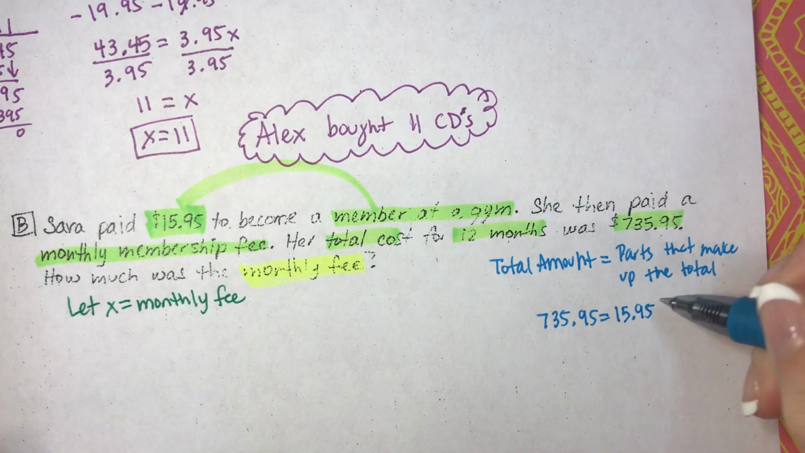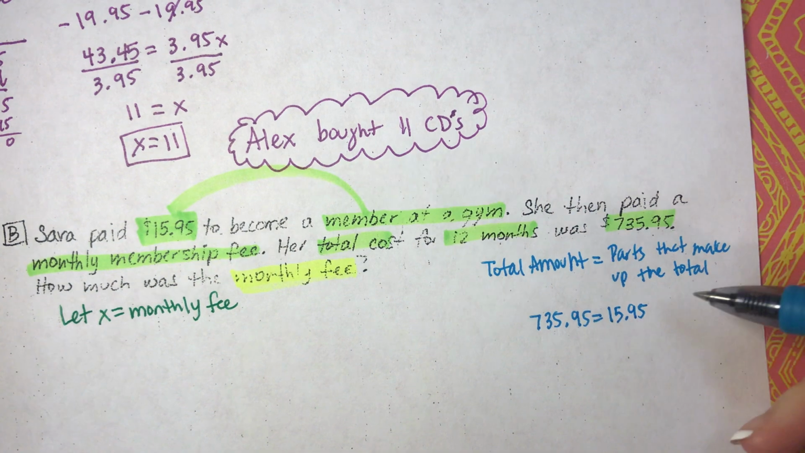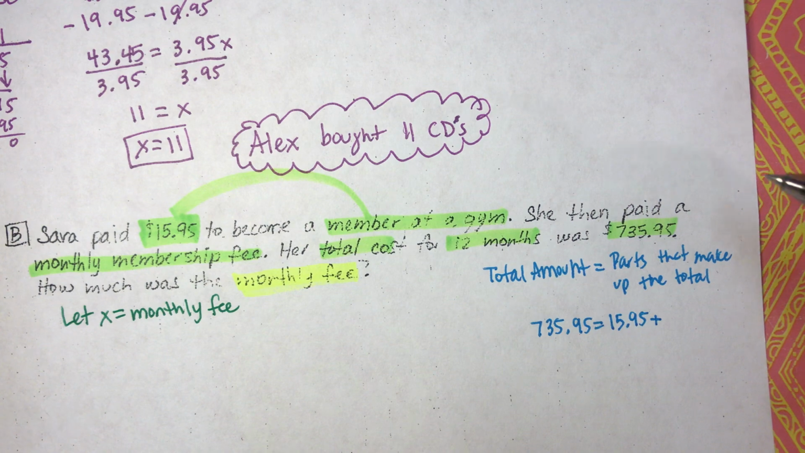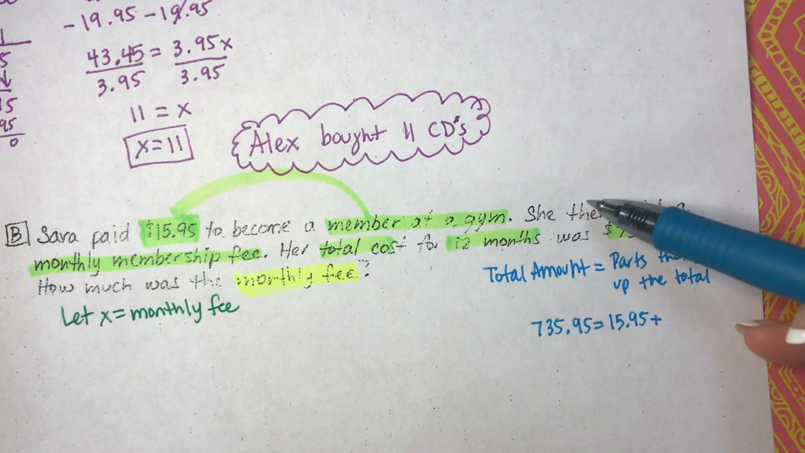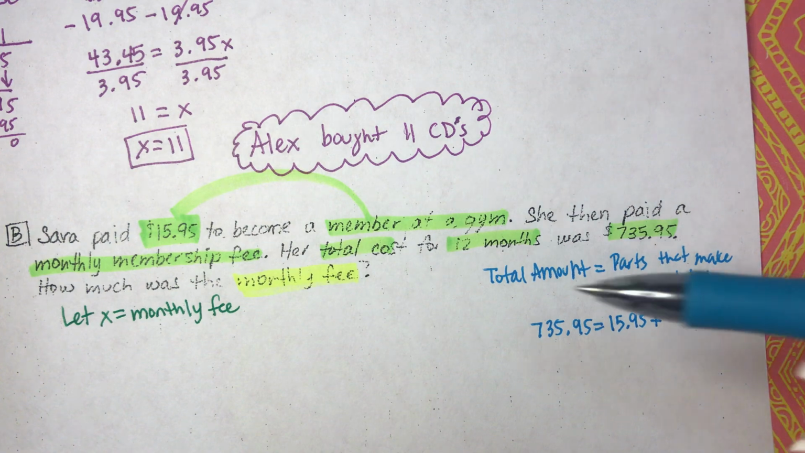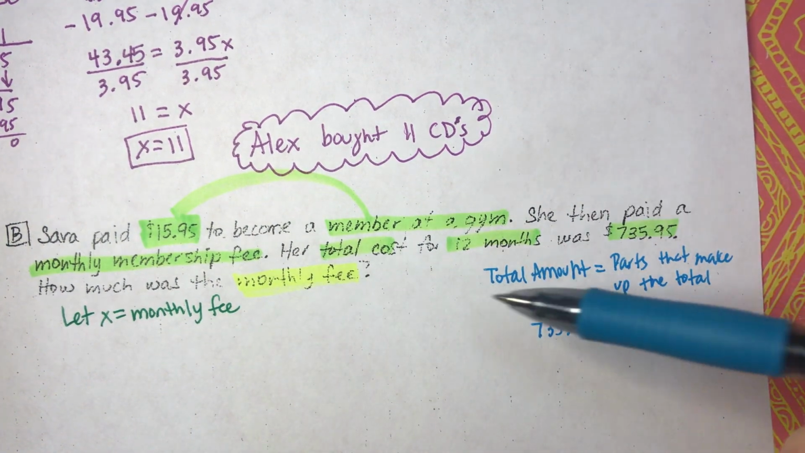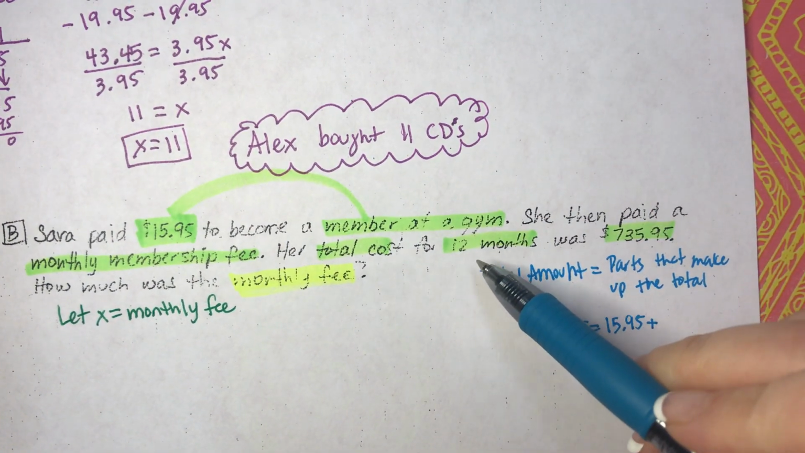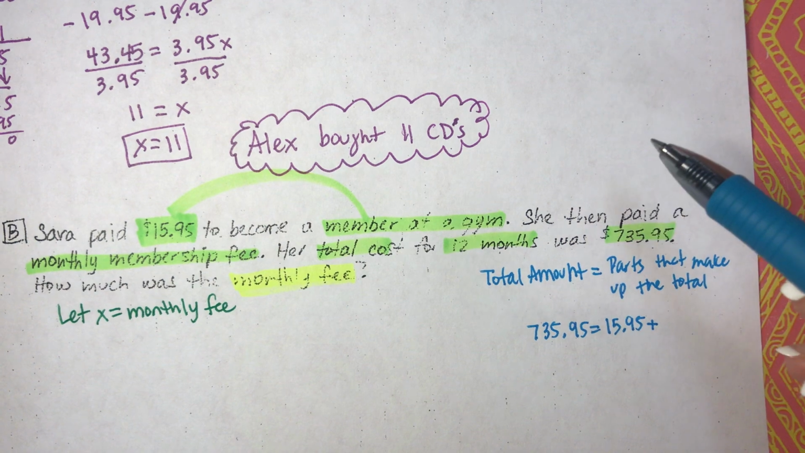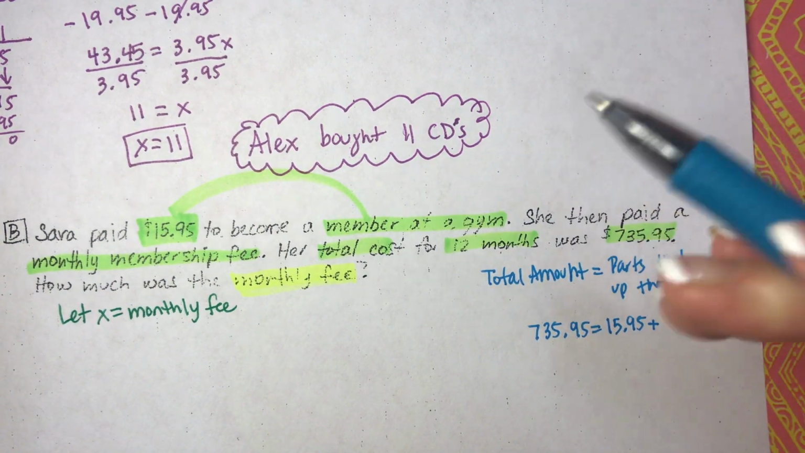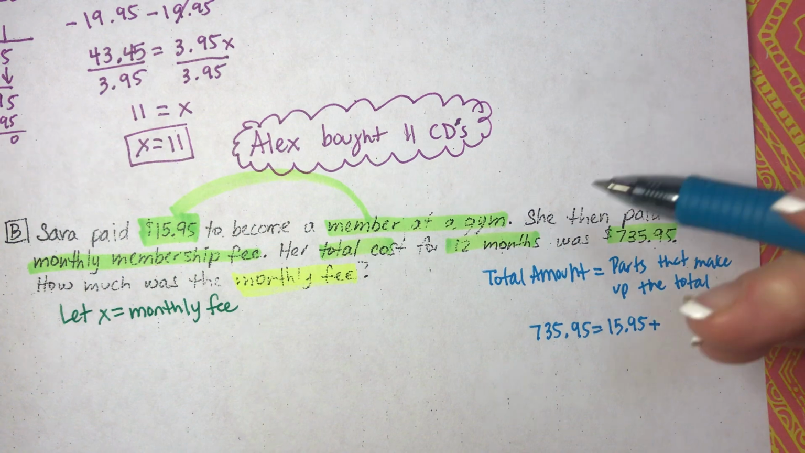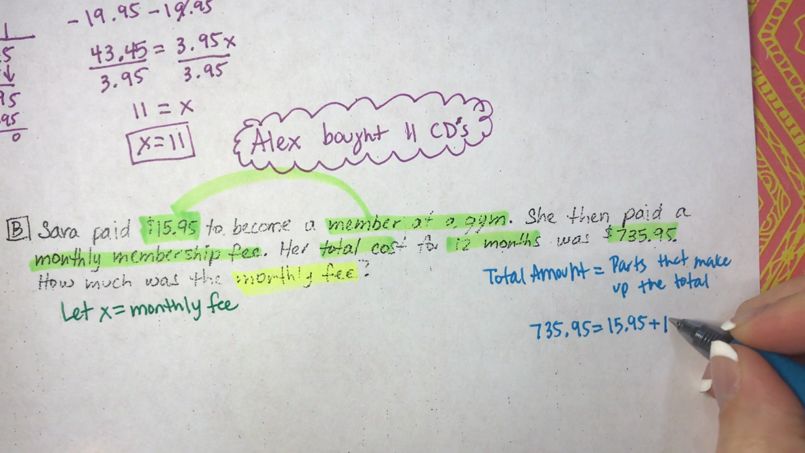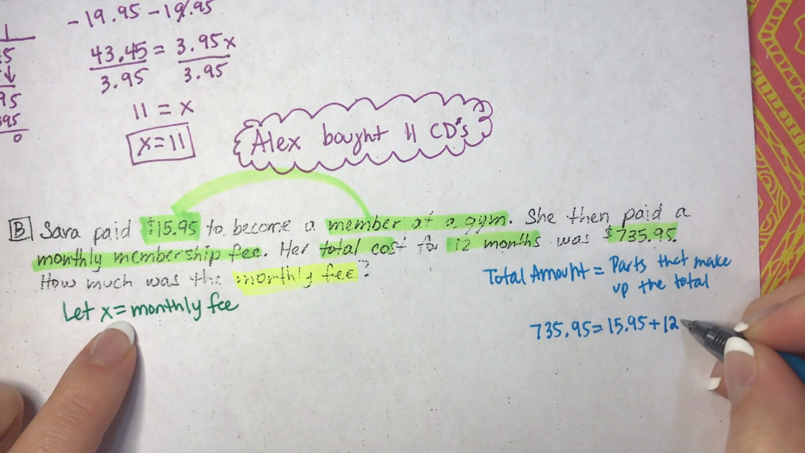$15.95, and that's obviously not $735, and so we're going to be adding that to something else. So what else does it talk about? Well, then it says she paid a monthly membership fee. Well, we don't know that membership fee, but we made that our X, right? But we know that she paid that membership fee for 12 months. So for all of those 12 months, she paid the same fee over and over. How we write that would be 12 times X, the monthly fee.